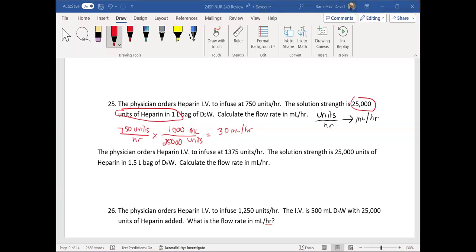All right, so let me just confirm, because I don't have that answer yet. So I'm going to take 1375 times 1,500 divided by 25,000, and I'm going to get 82.5 milliliters per hour. So if you come back to this, you can at least hopefully get to the same answer I got.